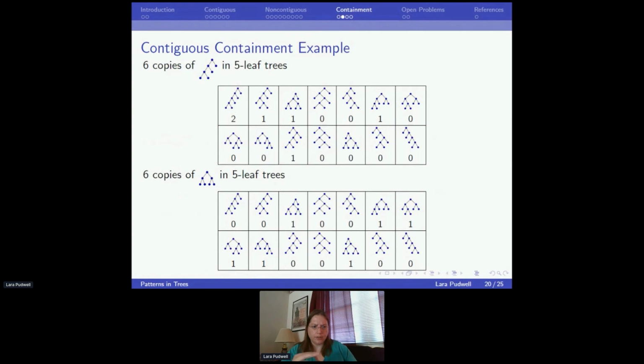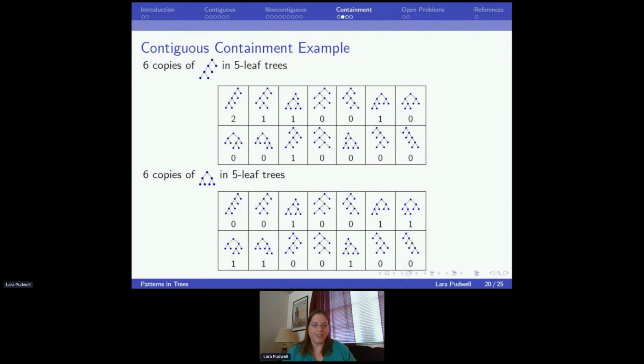And here are 2 different 4-leaf trees. If you think about them contiguously and take a census, here are all the 14 5-leaf trees. This pattern is contained twice in this tree, and once in this tree, and once in this tree, and so on. Notice it's contained 6 times total across all the trees. This one has a totally different distribution. There's no tree where it appears twice, but it still appears 6 times total in the set of all trees. So that was the known contiguous pattern result.